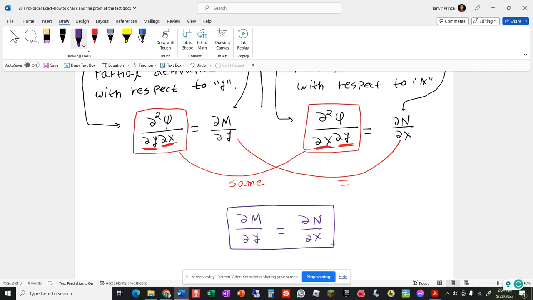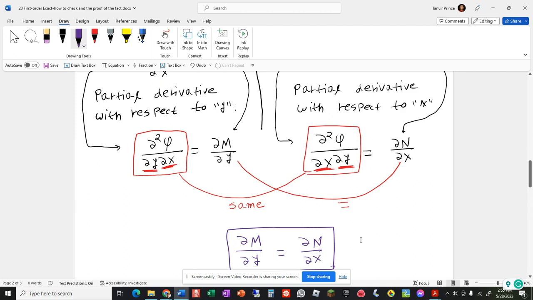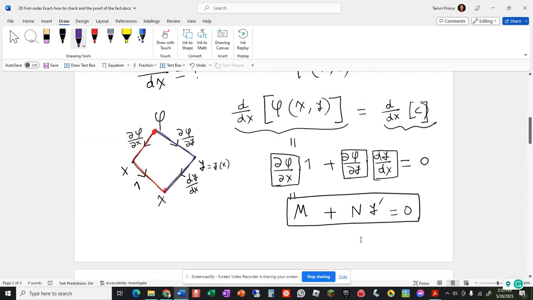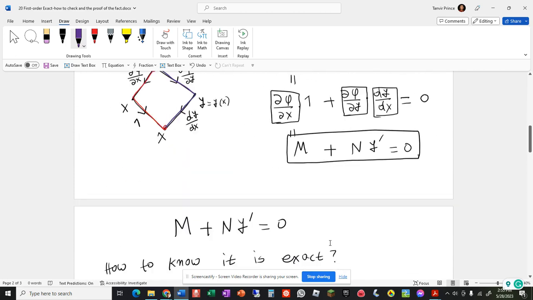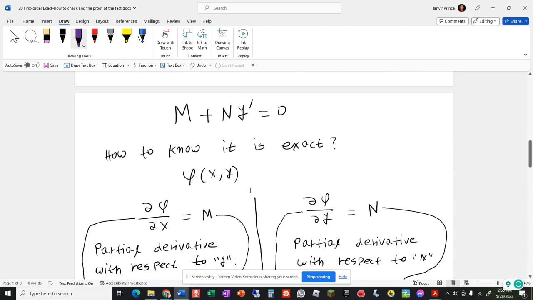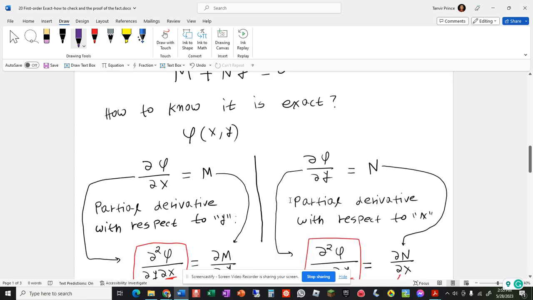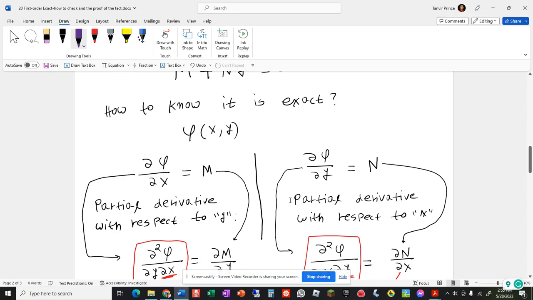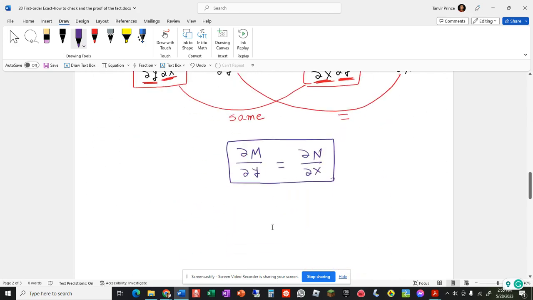And in fact, it can be shown that you can go the other way around. If the partial of m with respect to y is equal to the partial of n with respect to x, and they are continuous in some rectangle or in some open interval, it can be shown that you can go back and such a phi exists. You can actually define a phi which satisfies these two equations. That proof is a little bit complicated. It's in your book, so I will avoid that proof here. But you can go backward and recover phi. So the conclusion is that that is how you check.